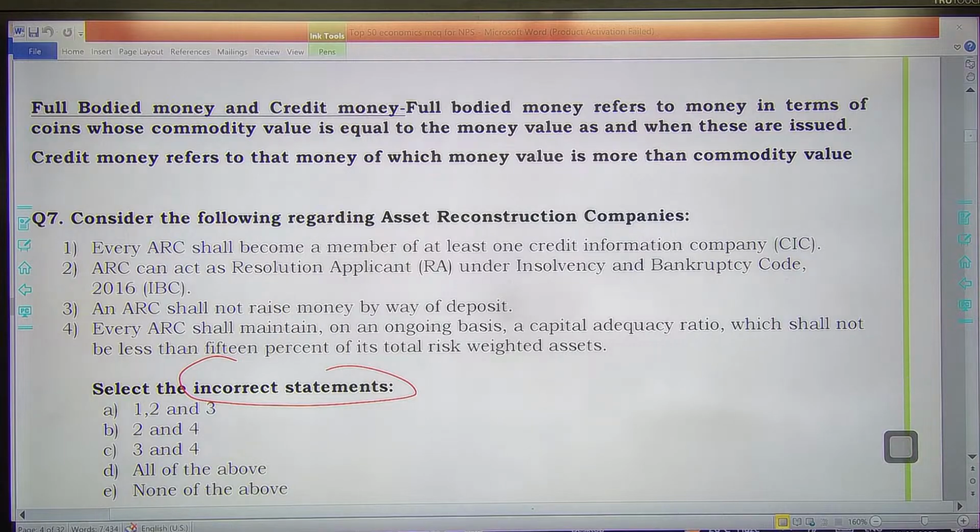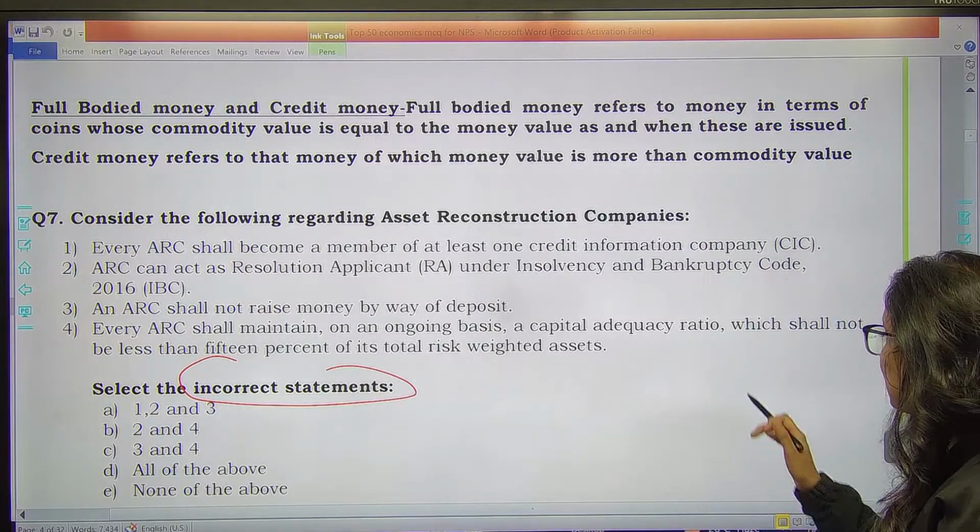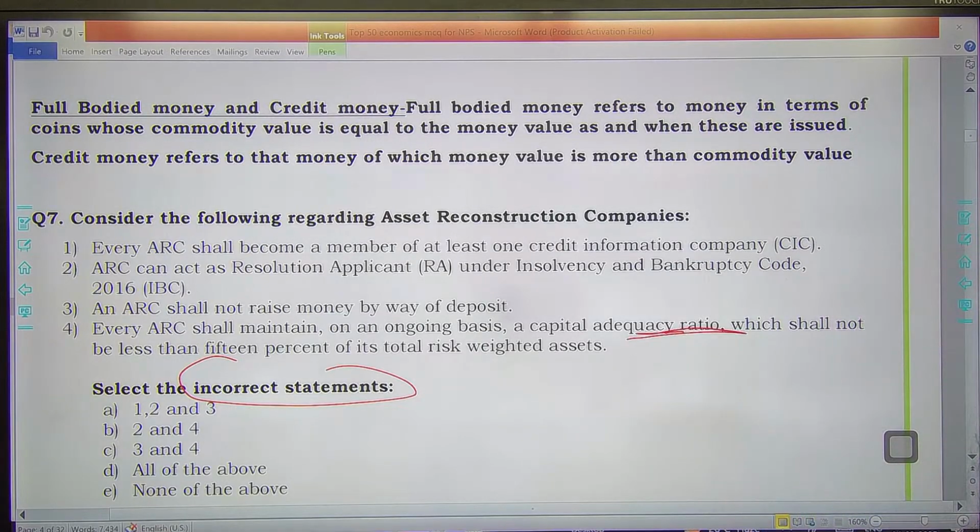Every ARC shall become a member of at least one credit information company. ARC can act as a resolution applicant under IBC, and ARC shall not raise money by way of deposit. Every ARC shall maintain on an ongoing basis a capital adequacy ratio which shall not be less than 15%. You have to select the incorrect options here. Which of the following statements are incorrect regarding asset reconstruction companies? You are saying B, 2 and 4.